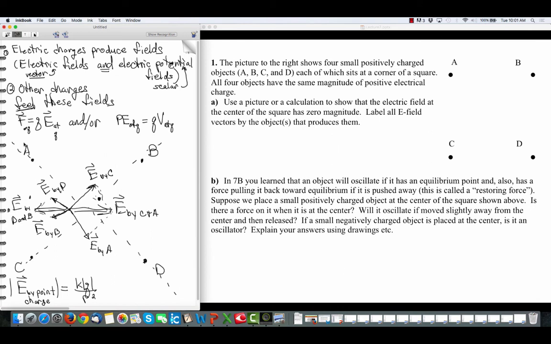It's not a very good oscillator, the negative charge. Yeah. And wouldn't it be true that the point that it oscillates around would not be the center? It definitely would not be the center. That's right. The negative charge is being pushed away from the center.